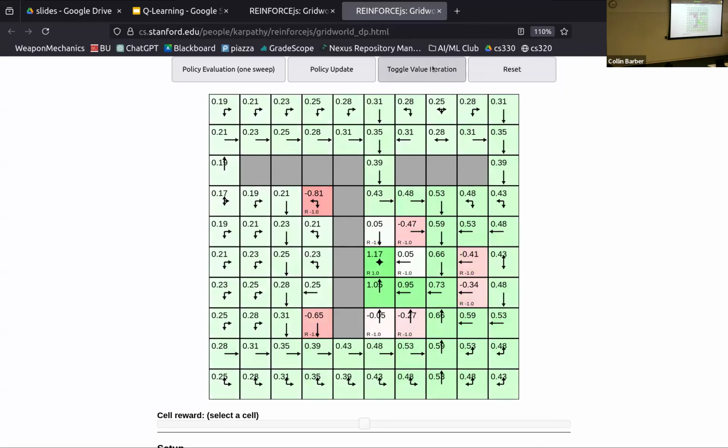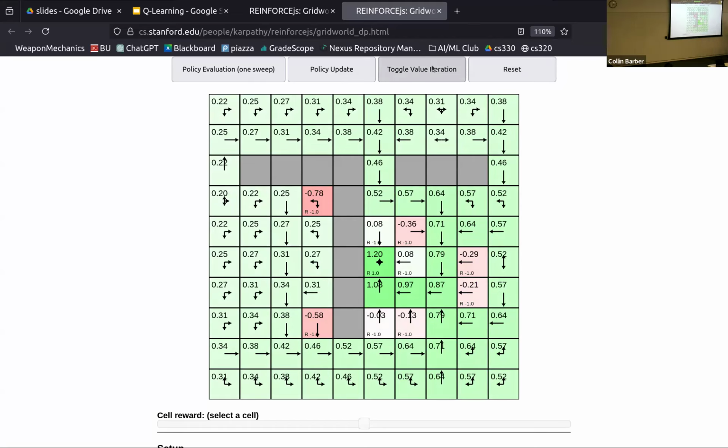So if I toggle it, you'll see that it updates. It might even update again. So you see how it flows out a couple of times. It might have converged by now. That's still updating a little bit, but it's going to loop over the whole state space a few times until you converge to the optimal result.